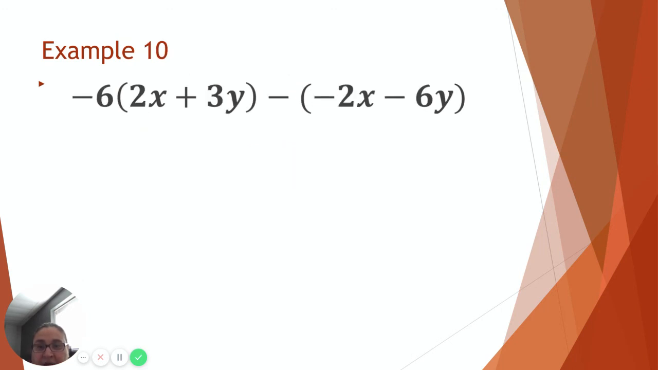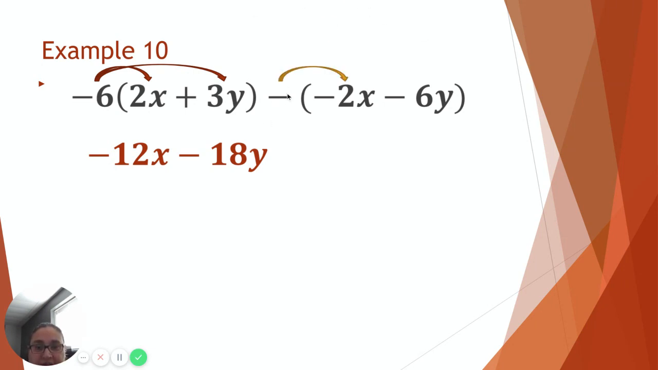Last example. Same thing, we have x's and y's inside the parentheses. So I do negative 6 times 2x, which is negative 12x. Then I do negative 6 times 3y, which is negative 18y. Now in the next set of parentheses, there is no number here, but we always want to make sure that if there's not a number, that means there's an invisible 1. So this really means negative 1 times negative 2x. So negative 1 times negative 2x is positive 2x. Then I do negative 1 times negative 6y, which is positive 6y.